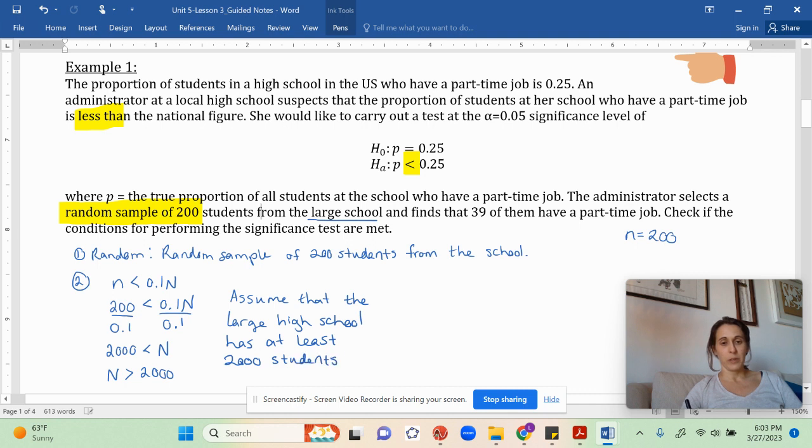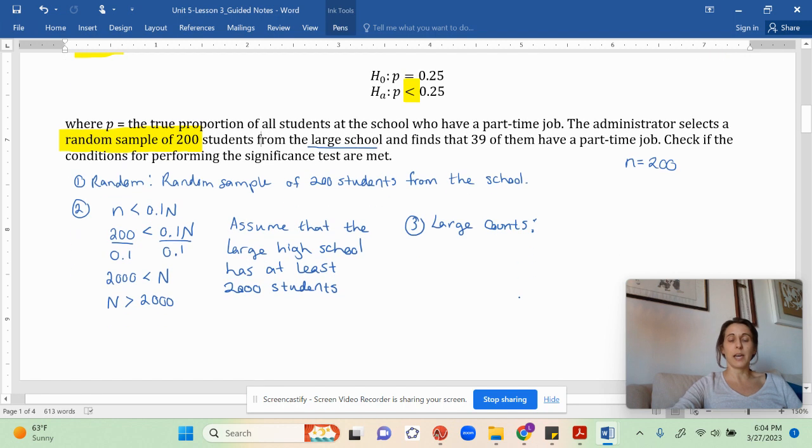Okay, and let's check number 3. The third condition is the large counts condition. I need a large enough sample, and the large enough sample is in relation to p naught. P naught is the proportion that we're testing against, and that's the proportion that should be in the null hypothesis. What we want to know is true or not. So p naught is 0.25.